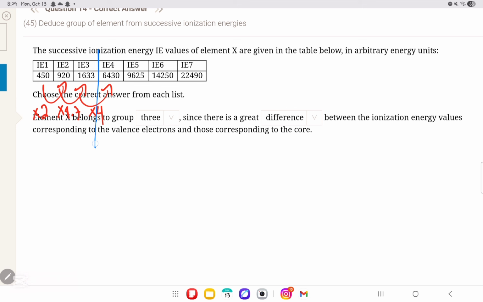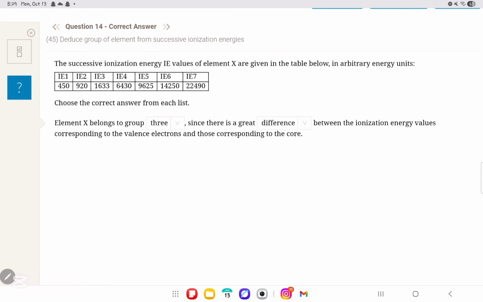That means from here, this is the ionization energy 3. This means that this is the group of the element. That means it belongs to group 3, since there is a great difference between the ionization energy values corresponding to the valence electrons and those corresponding to the core.